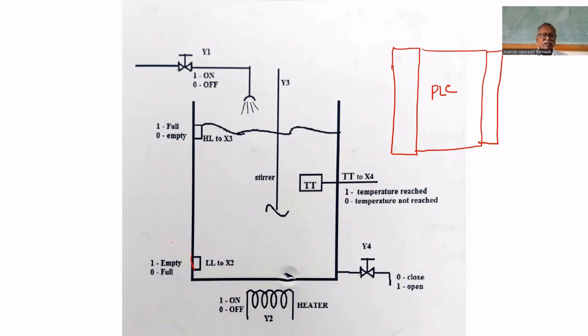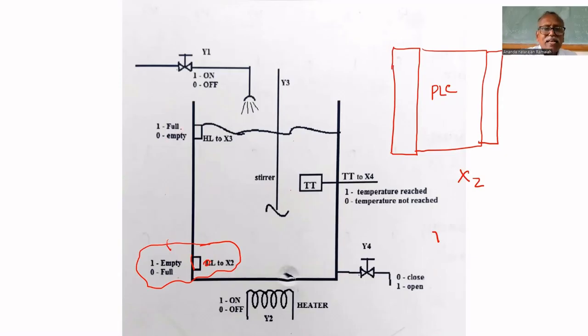Therefore, to indicate whether the tank is empty or not, one proximity switch will be there. That proximity switch will be fitted at the bottom of the tank. It will give 1 if the tank is empty, and 0 if the tank is not empty. Therefore, one of the inputs is X2.